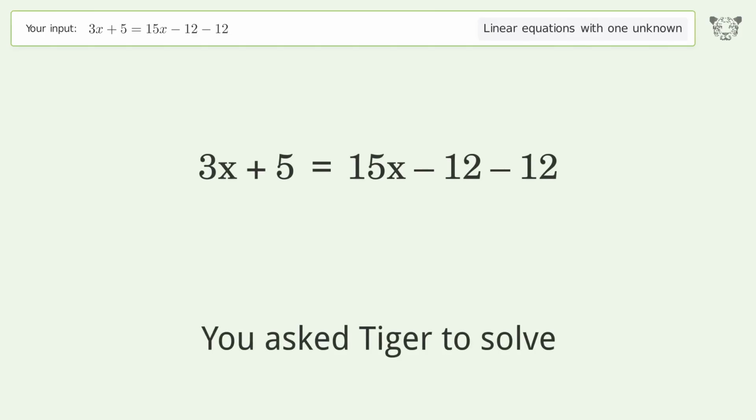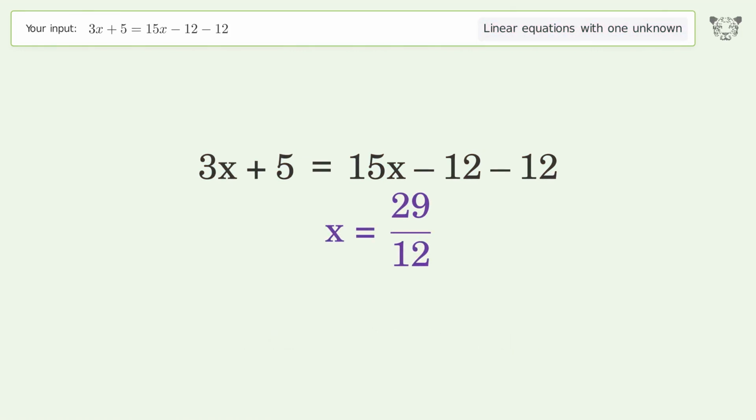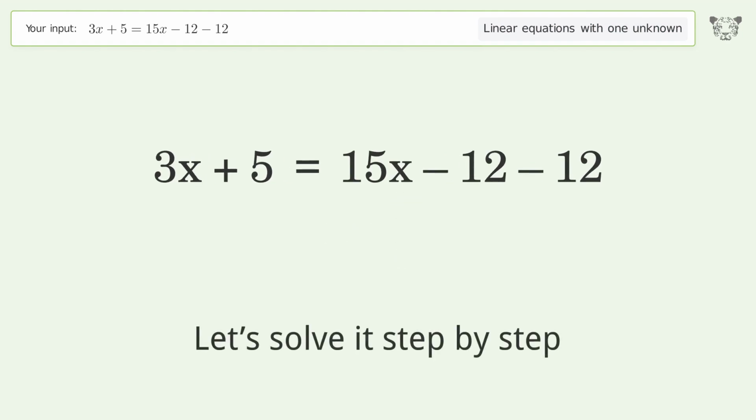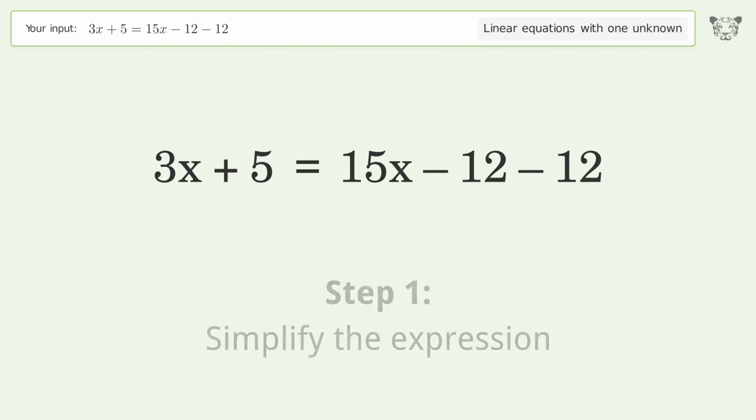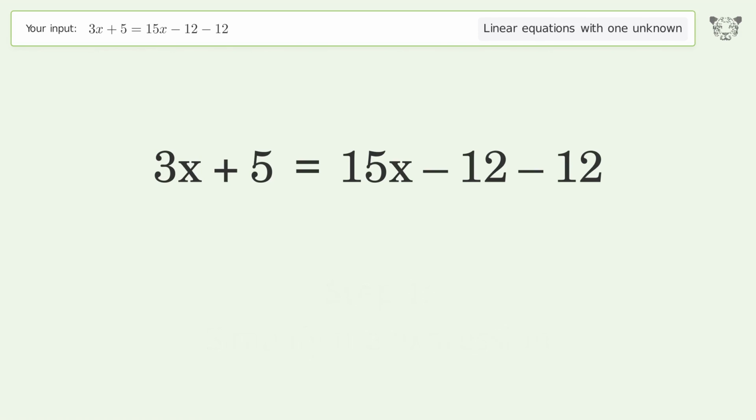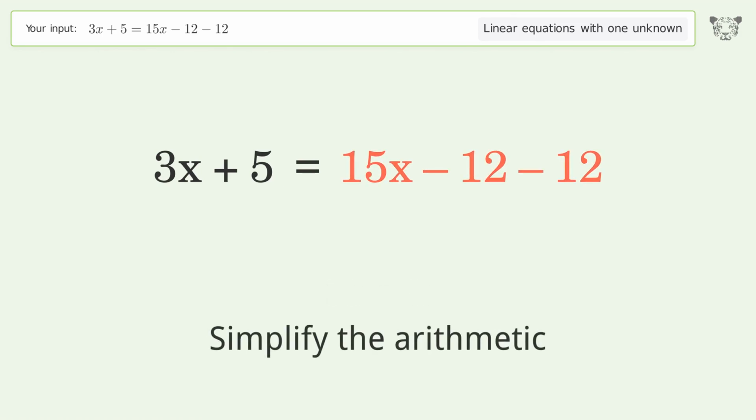You ask Tiger to solve this. This deals with linear equations with one unknown. The final result is x equals 29/12. Let's solve it step by step. Simplify the expression. Simplify the arithmetic.